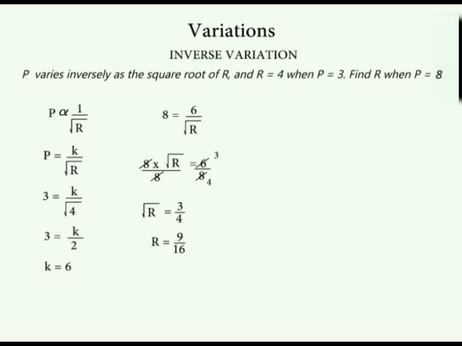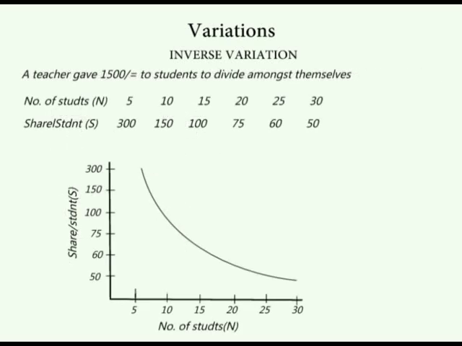When 2 inversely proportional quantities are plotted, the graph appears as is on your screen. The curve approaches both axes but does not touch them. It is said to be asymptotic. This graph does not have a constant gradient.